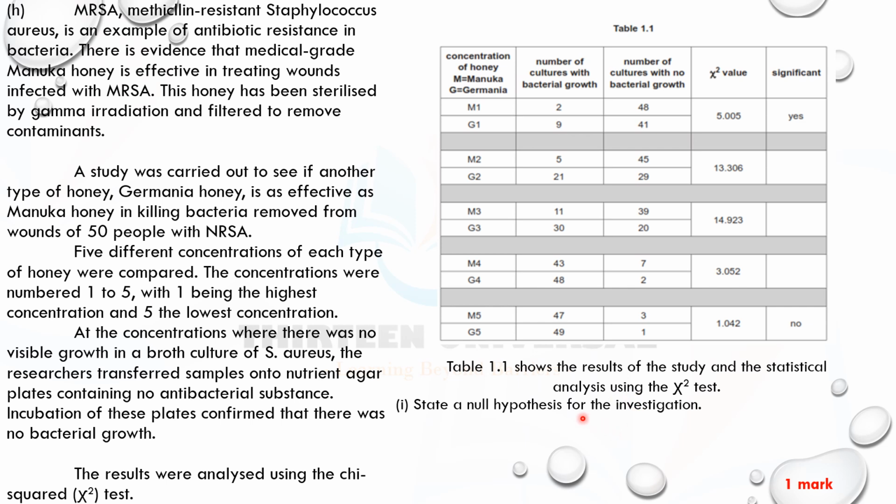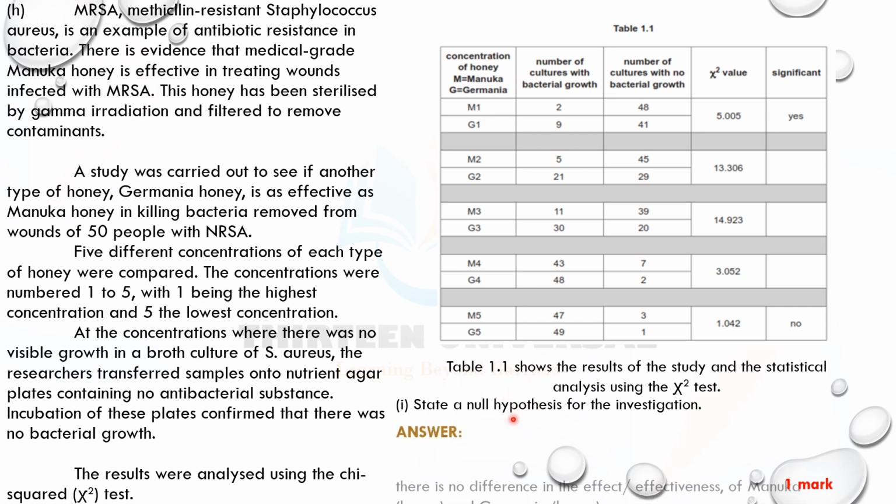What is the null hypothesis? That there is no difference, because it's negative. There's no difference in the effectiveness or effect of both Manuka and Germania on the growth of B. subtilis. The difference between their activity, there's no difference on their effect. They have the same effect. That is the null hypothesis for you.